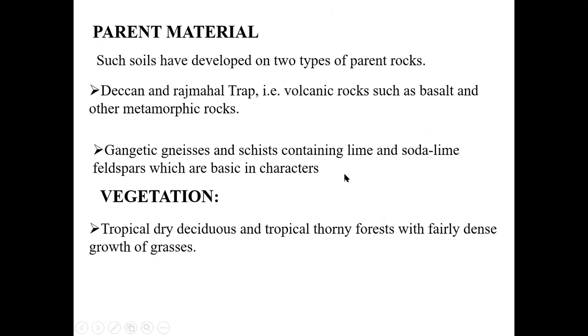So parent material, students, what are the major parent materials? These come from the Deccan Rajmahal trap, that is volcanic rocks. All the volcanic rocks such as basalt and other metamorphic rocks are major parent materials. Two types of parent material: one type is Deccan basalt and metamorphic rock. Another one is Gangetic, nearby the Ganga river, gneiss and schist containing lime and soda-lime feldspars, which are the basic characters. So these are the two different parent materials for the black cotton soils.